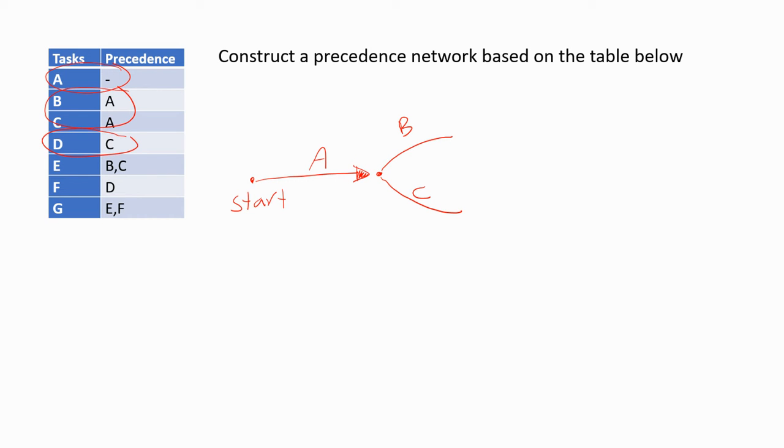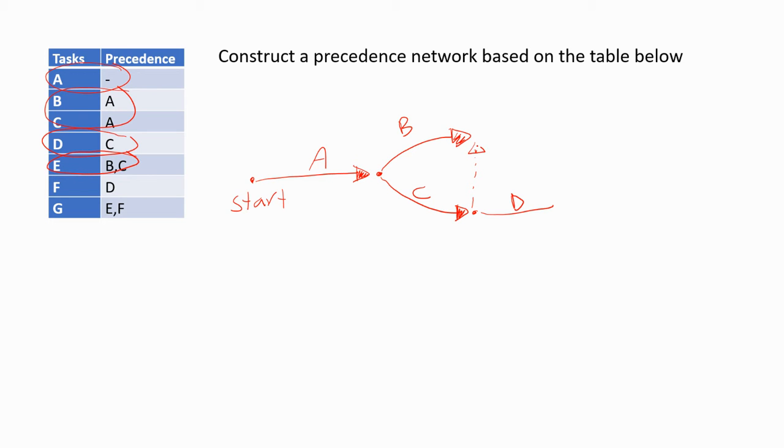We then notice that D happens after C. So let's now finish C off, and we'll start task D. And we notice that E has a precedence of both B and C. So E has a precedence of both B and C. So what we need to do is let's draw a dummy link.